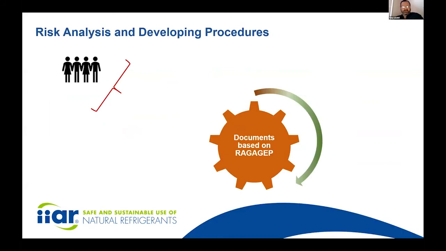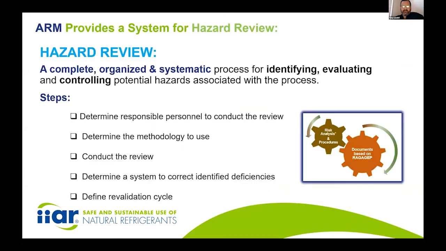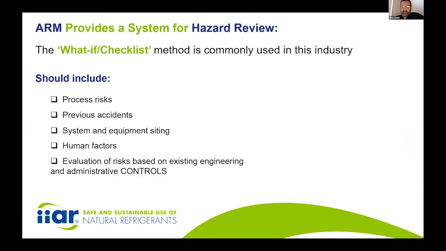And also, a little bit more quickly, on the risk analysis and developing procedures, your documents that are used for RAGAGEP are used to help with your risk analysis procedures. And then from there, you come up with a hazard review. So you end up with a complete, organized, systematic process of identifying, evaluating, and controlling potential hazards associated with the process. And obviously, there are steps with that.